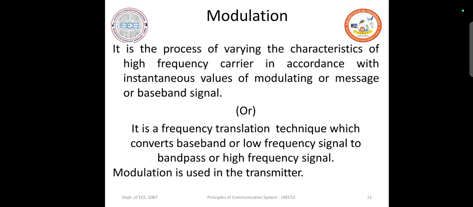Modulation is basically a process of varying the characteristics of the high frequency carrier in accordance with the instantaneous value of the modulating or the message signals. Now when I say characteristics of a high frequency carrier, characteristics could be amplitude, frequency, or phase. So based on the change in the instantaneous value, I mean to say the amplitude of the modulating signal, you start varying the characteristics, which means frequency or phase or amplitude. Such a kind of thing is what is termed as modulation.